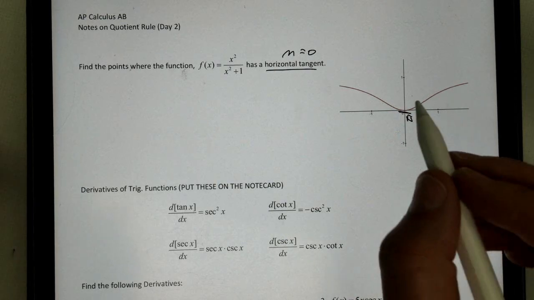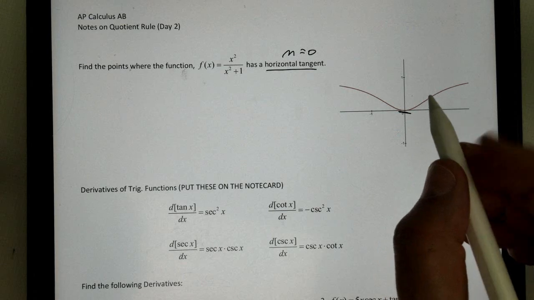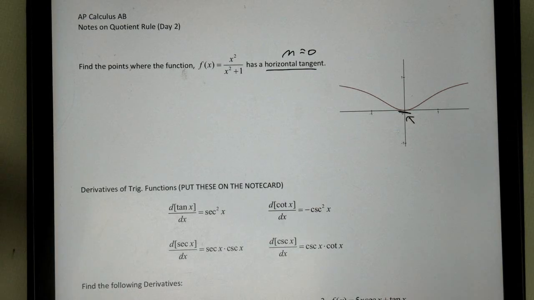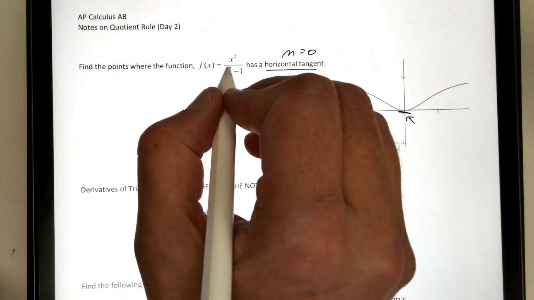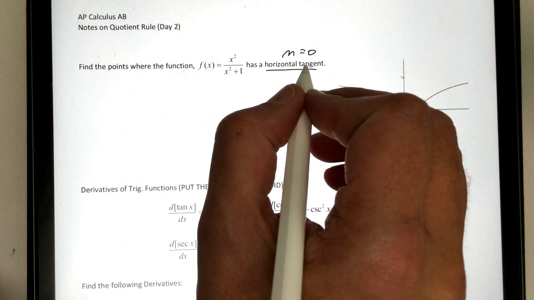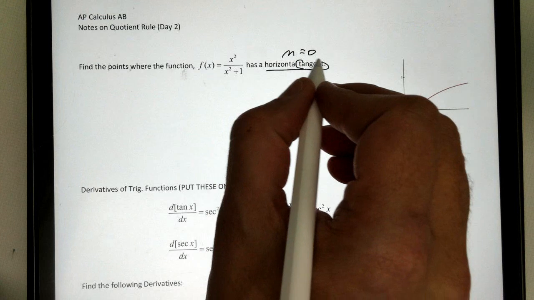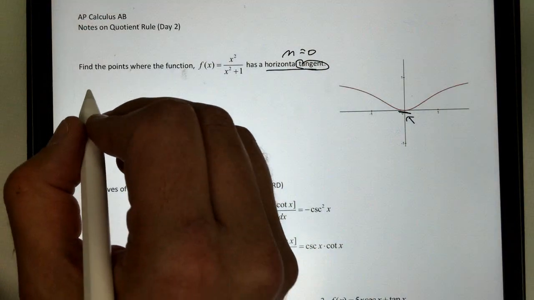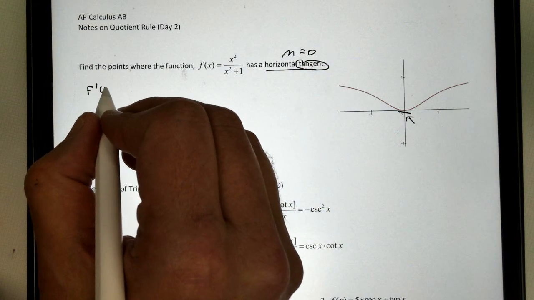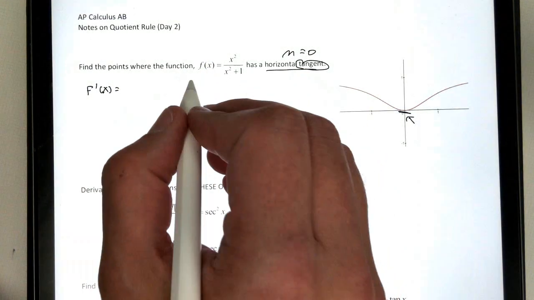So I can kind of see where that's occurring here. But let's talk about it in calculus. When we take the derivative, remember, for a horizontal tangent, anytime we see the word tangent, we're going to take a derivative. So when I take my derivative, I will be using my quotient rule.